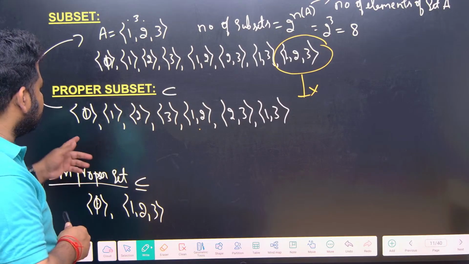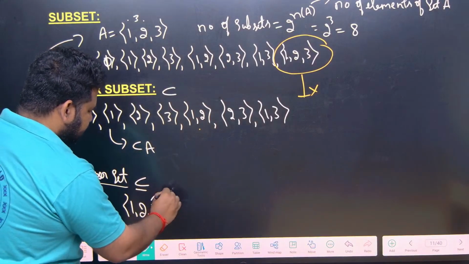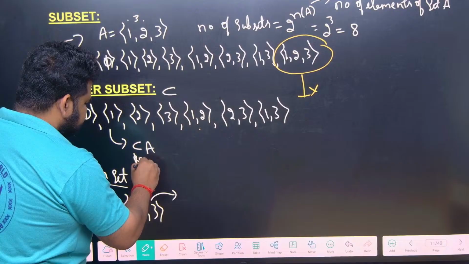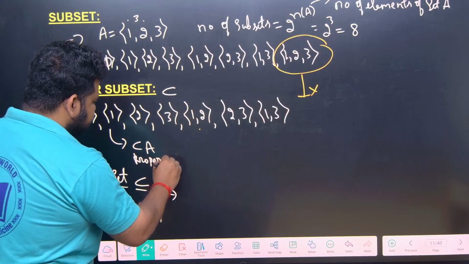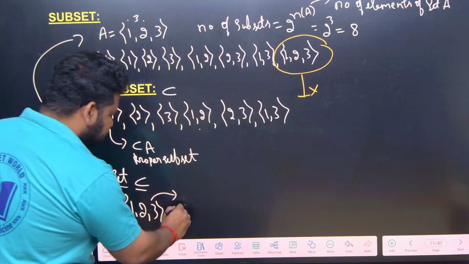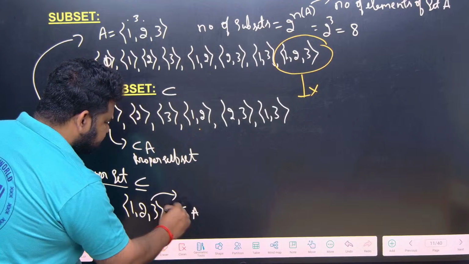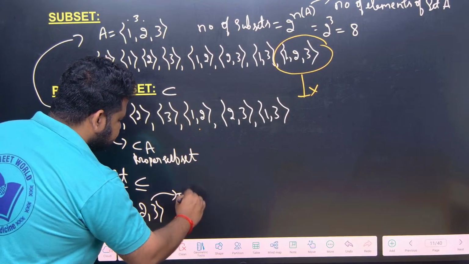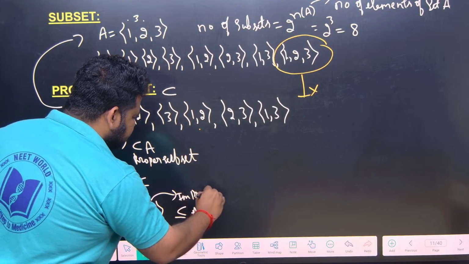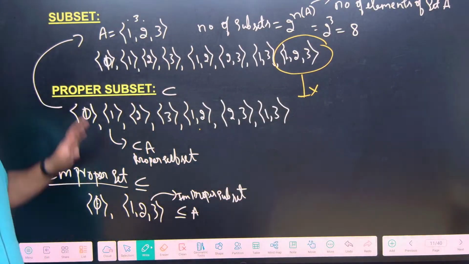Okay, so if I talk about this one, 1 is a subset of A. If I talk about this 1, 2, this I will write as proper subset. Now what about this 1, 2, 3? This 1, 2, 3 is also a subset of A, but it is also equal to A. So this is proper subset and this is improper subset. I hope it is clear now.